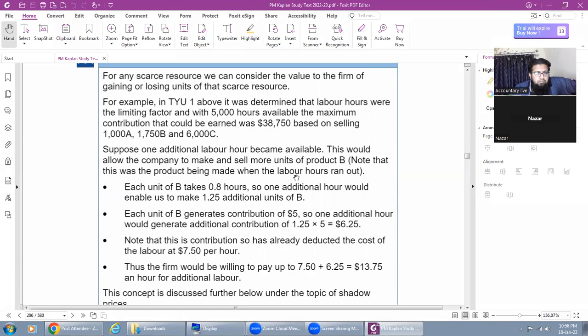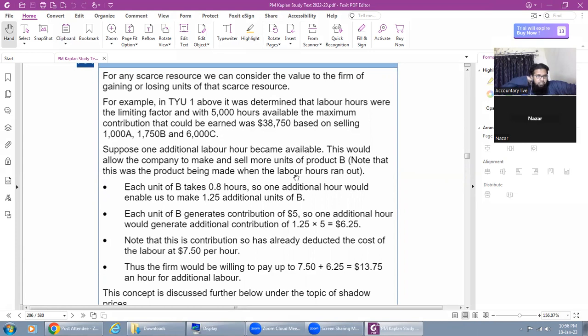Each unit of B takes 0.8 hours. We calculated from the question that each unit of B takes 0.8 hours. So one additional hour would enable us to make 1.25 additional units of B. If we have one more hour, then we can make 1.25 units of B.